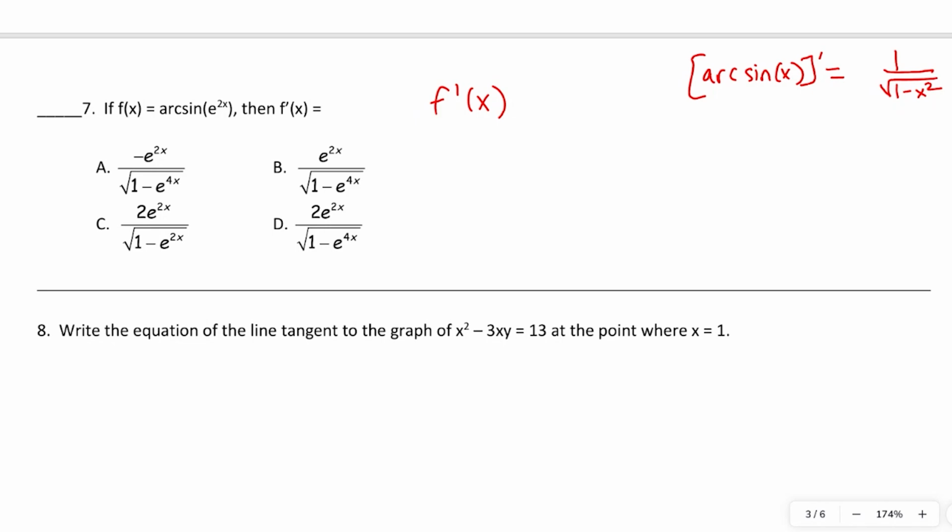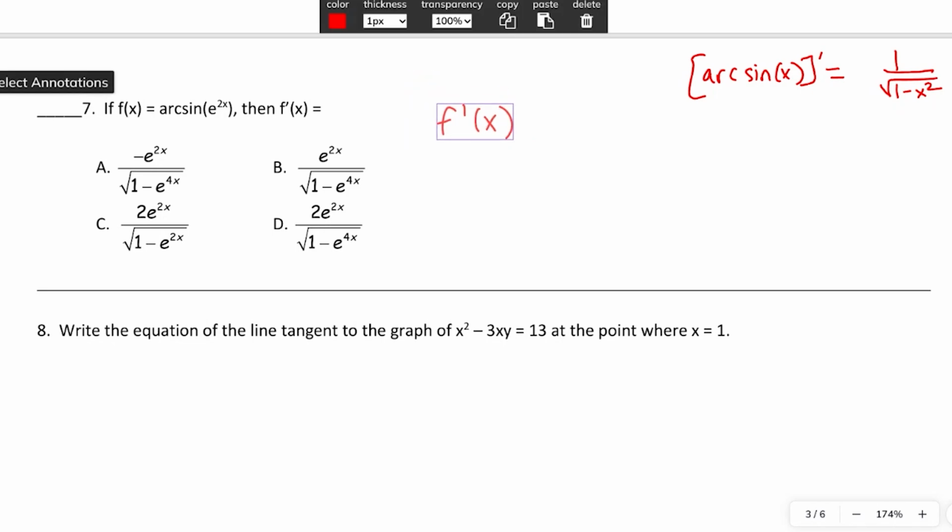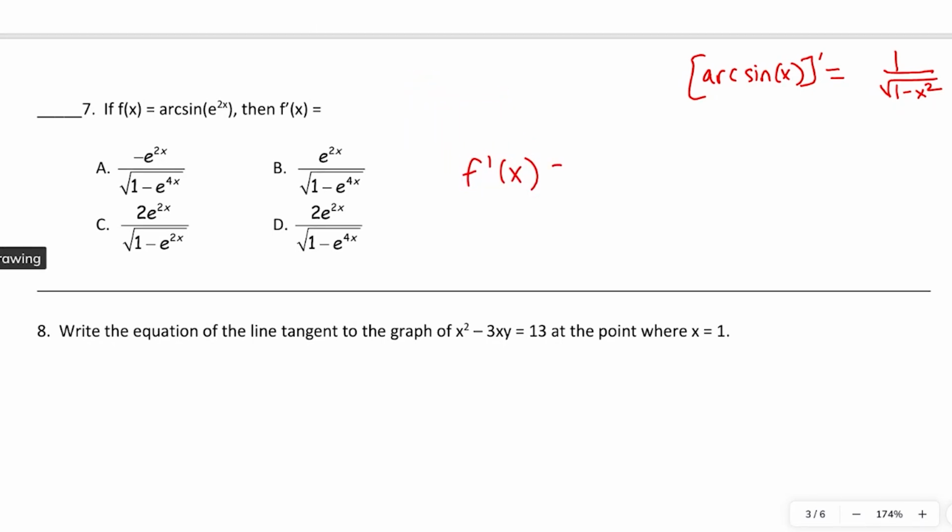So here we're going to have to use chain rule, but just to start us off, f prime x is going to be 1 over the square root of 1 minus, and let's be careful here, e to the 2x squared times the derivative of e to the 2x. So the derivative of e to the 2x is, well, e to the 2x times 2.